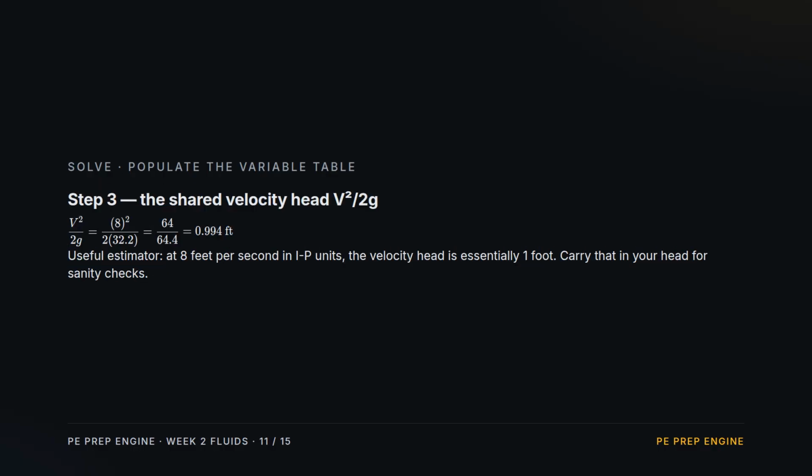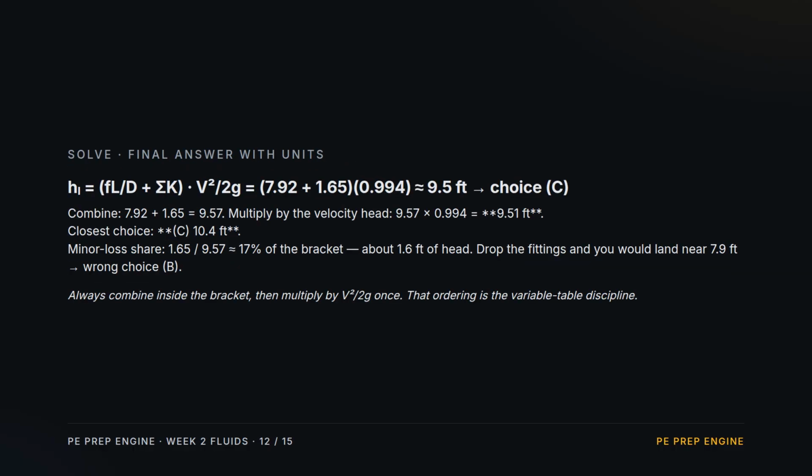Step 3. The shared velocity head, V squared over 2g, comes to 0.994. Handy estimator, at 8 feet per second in IP units, the velocity head is essentially 1 foot. Carry that for sanity checks. Combine inside the bracket, then multiply by the velocity head. Total head loss is about 9.5 feet, closest to choice C. The minor loss share is roughly 1.6 feet. Drop the fittings and you'd land near 7.9, flipping you to the wrong choice B.